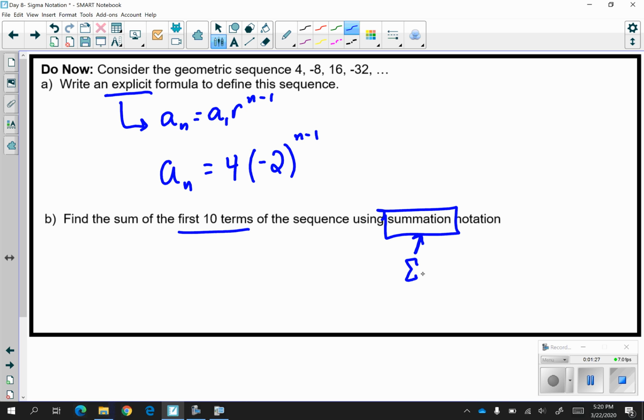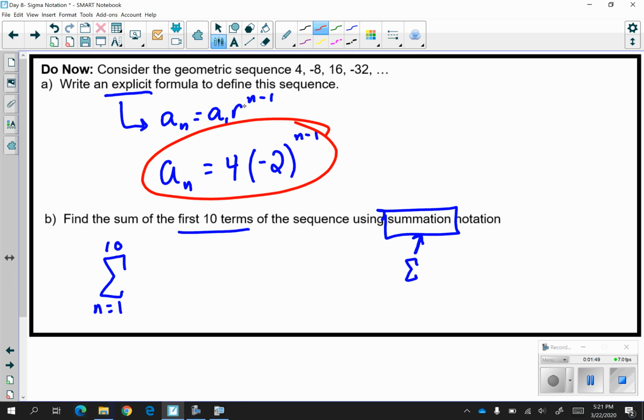So for this one, we have sigma. Our starting term is 1 because we're saying the first 10 terms, so we got to begin at 1 up till 10. From there, we have to use the explicit formula that we just came up with. So I'm going to put 4 times -2 to the n minus 1. And you want to actually find the sum of it, so you have to put it in the calculator.